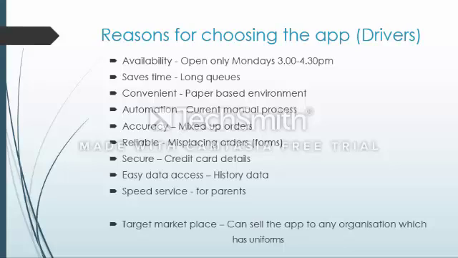Another reason is security. Currently we have to fill out credit card details on the form, so it is not secure at all. If a person wants to access the previous order details, they have to go through a lot of files to find the form. But in this system, it is easy to access historical data, so it will give speedy service for parents. Our current target market is any organization which has uniforms.